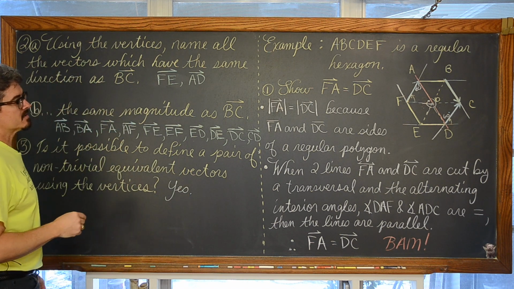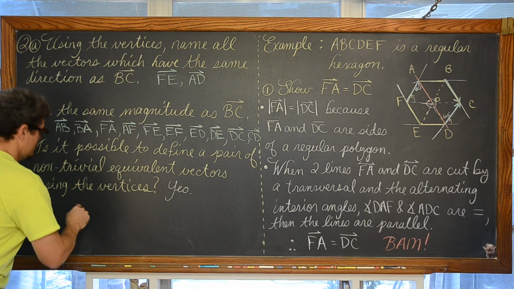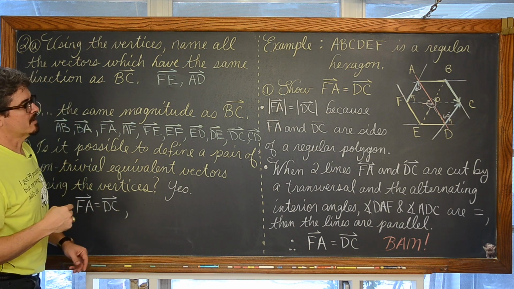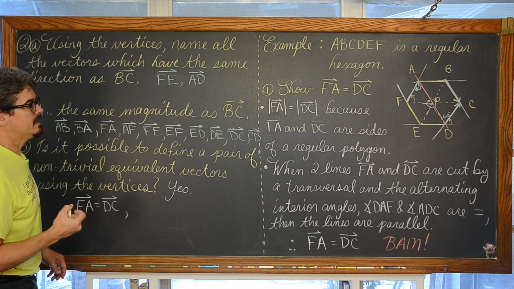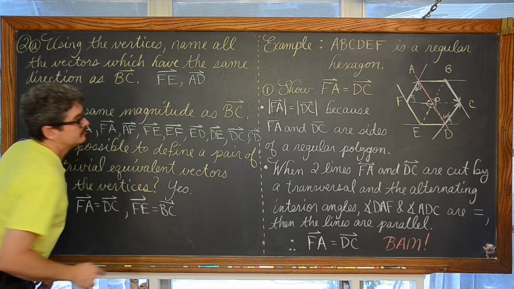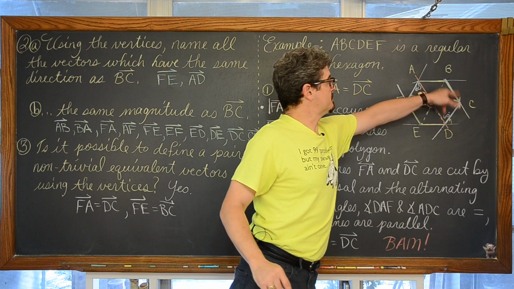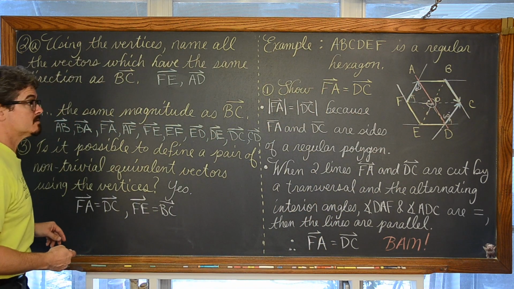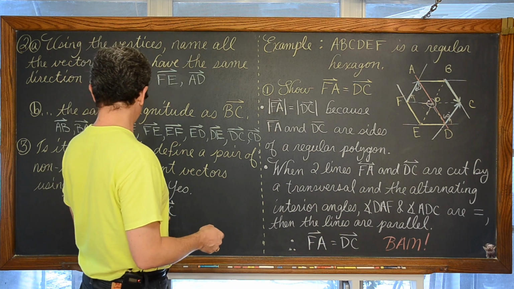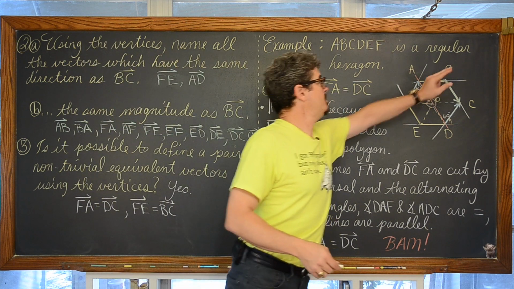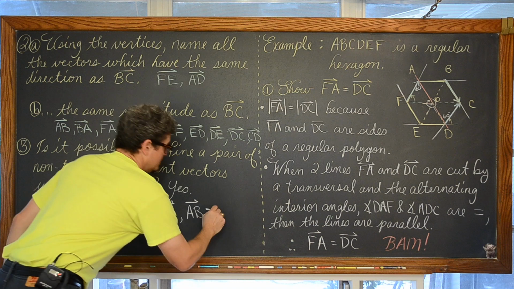And you can say it's vector FA and DC, of course. And I'm going to ignore the opposite direction now. How about FE and BC, where they're both going down to the right. And we don't have an AB yet. So vector AB and vector ED.